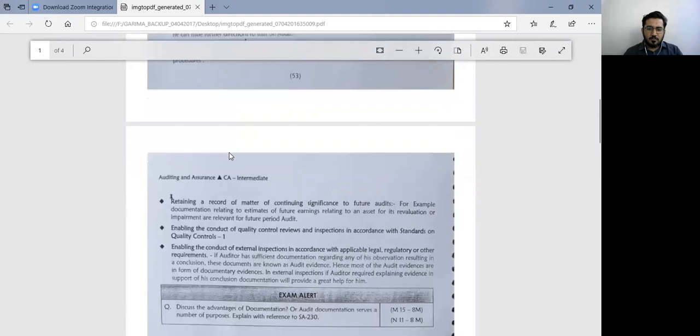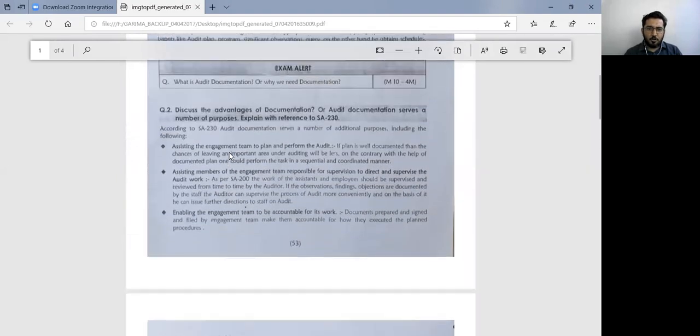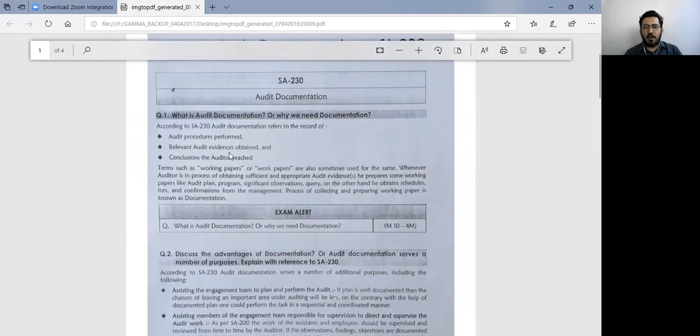It says, what is your audit documentation and why do we need documentation? Let's quickly revise this first question and then we go to two interesting concepts in audit documentation. It says, according to SA-230, audit documentation means a record of what audit procedures you have performed. Audit procedure perform करके second stage पे क्या मिलता है? Audit evidence. ऑडिट एविडेंस के बेसिस पे आप क्या देते हो, कंक्लूजन.